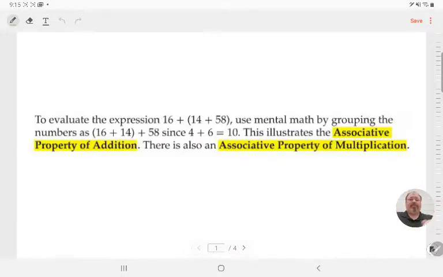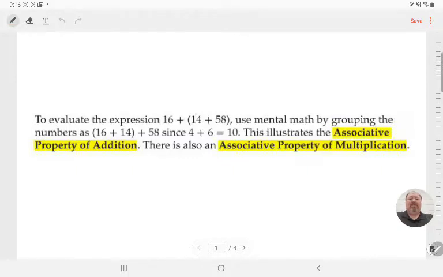To evaluate the expression 16 plus the sum of 14 and 58, use mental math by grouping the numbers as the sum of 16 and 14, plus 58. Since 4 plus 6 is 10, this illustrates the associative property of addition. There is also an associative property of multiplication. So this is when we change the grouping.